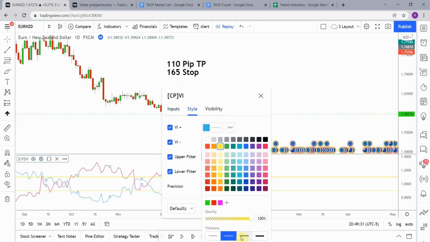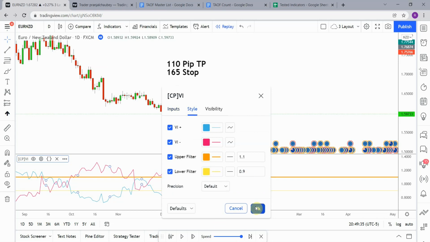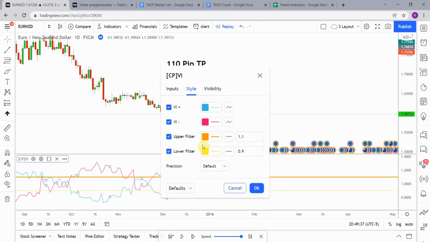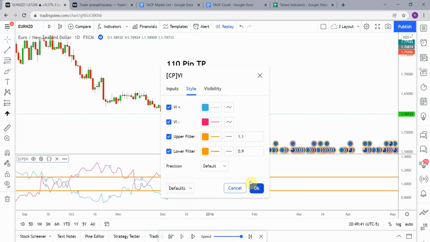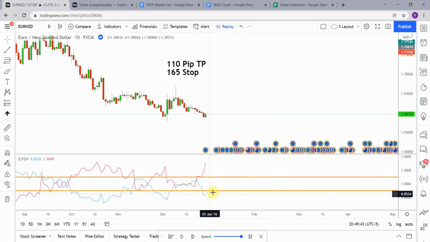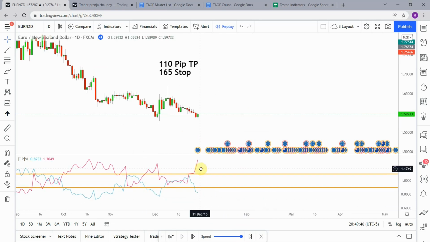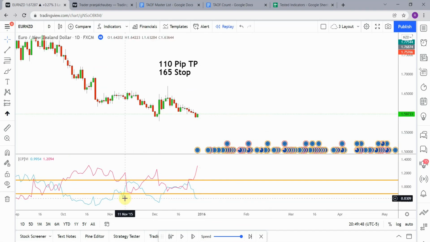So maybe I'll go in here and bump these up like that and maybe turn them orange. Yeah, it looks a little bit easier there. So like that and like that. And so the filter bands are these lines right here. And so basically what they do is they create this channel here in the middle that helps to filter out some of the chop or consolidation areas.